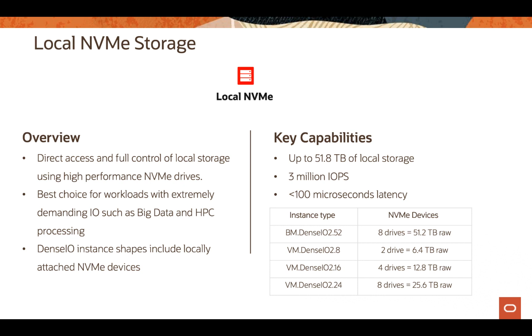latency of those devices. As you can see, you can go up to 51.8 terabytes of local storage. So one of the bare metal shapes can give you up to 51 terabytes of storage, around 3 million IOPS. If you combine all the NVMe devices together on one of those bare metal shapes and run some benchmark around the NVMe, you can get up to 3 million IOPS. Again, all the shapes with dense I/O in the name have a local NVMe device associated to them.